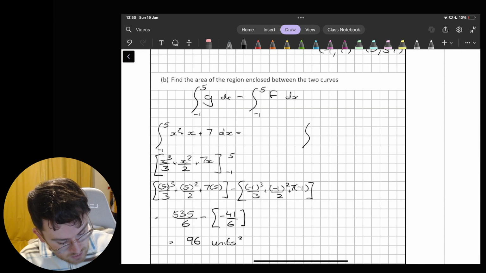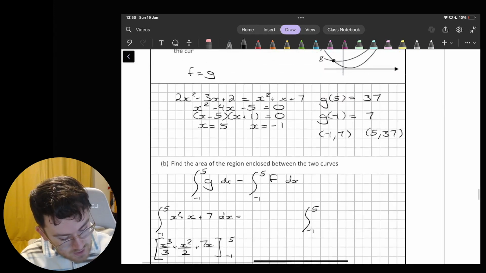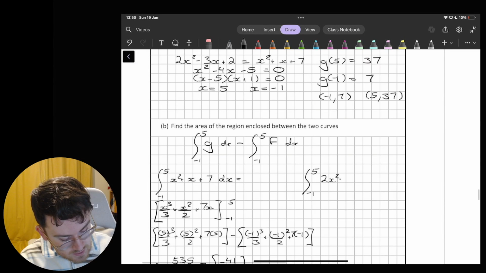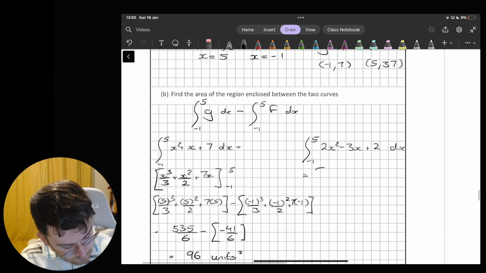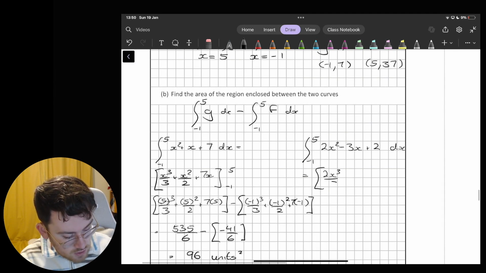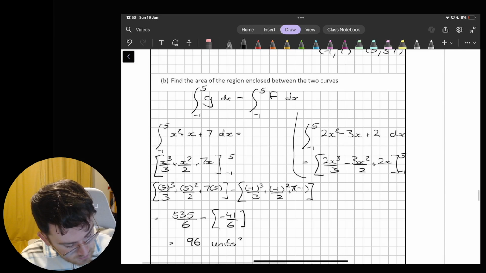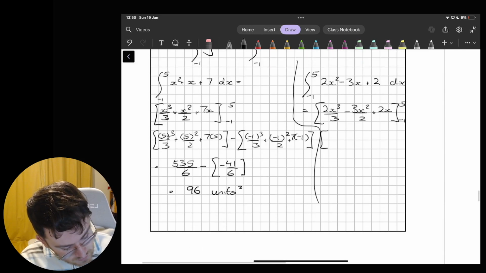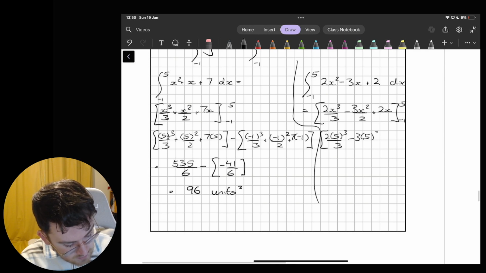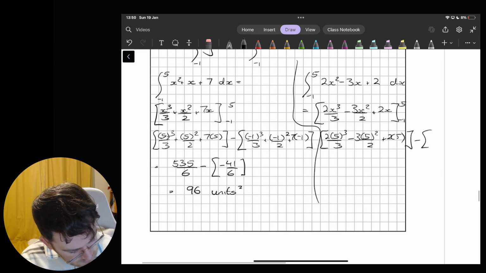Okay, let's have a go then at f. We know it's going to be the same idea again, integrating the other function this time. So the 2x squared minus 3x plus 2 dx. That's going to give me 2x cubed over 3 minus 3x squared over 2 plus 2x evaluated at minus 1 and 5 as before. So let's give that a go. 2 times 5 cubed over 3 minus 3 times 5 squared over 2 plus 2 times 5 minus, and the same sum then for minus 1.